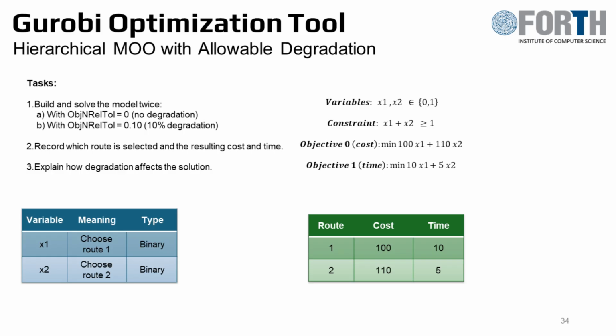Route 1 costs 100 and takes 10 units of time. Route 2 costs 110 and takes 5 units of time. After solving both cases, we compare which route is selected and how the results change when degradation is allowed. This shows clearly how tolerance affects the final decision.